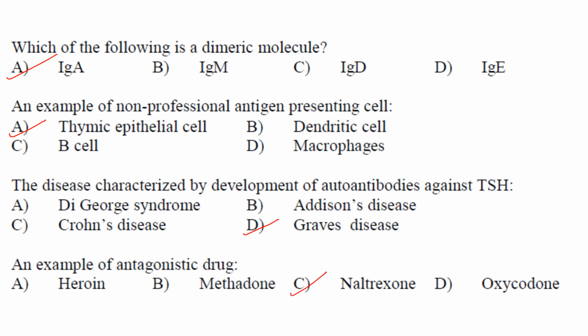Answer is option C. A, B, D, that is heroin, methadone, oxycodone, they are opioid agonists. They stimulate opioid receptors. Whereas naltrexone blocks the opioid receptors in the brain. So C is the answer. So it is an antagonistic drug.